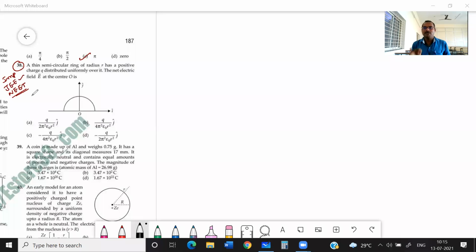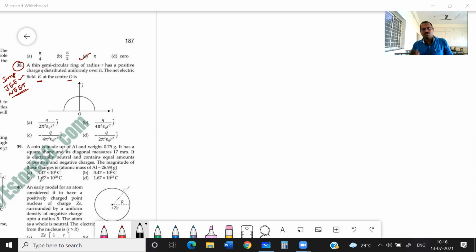See, what they have given is a thin semicircular ring. It is a semicircular ring of radius small r, has a positive charge Q distributed uniformly over it. On this ring, a charge q is uniformly distributed. The net electric field E bar with direction, E bar means with direction we need to find, at the center O is what?